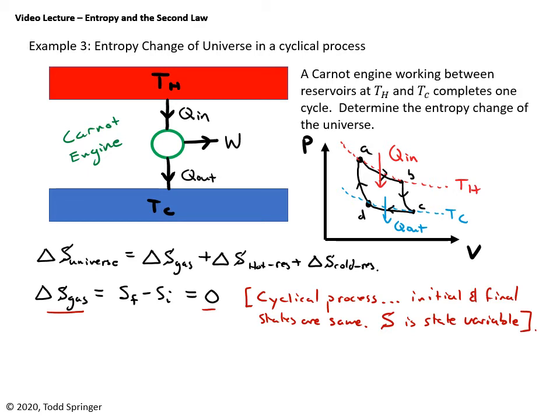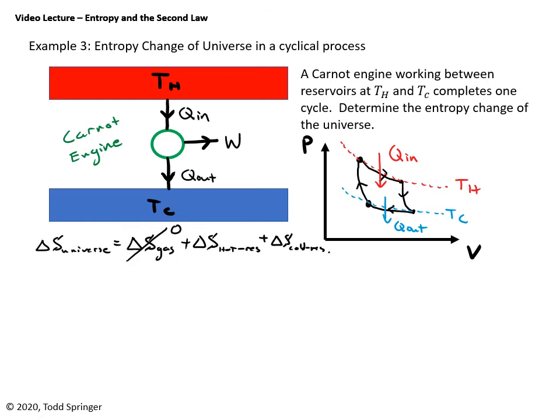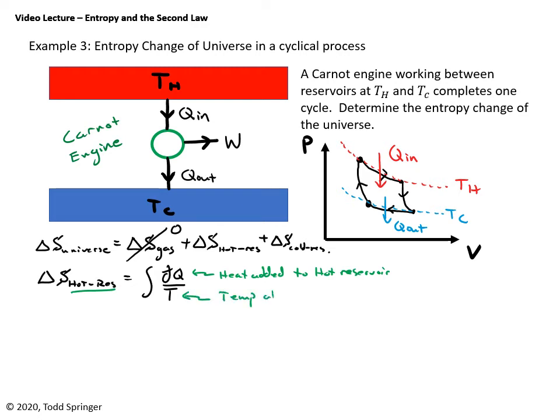Okay, now let's think about the harder concept of what's going on with those reservoirs, TH and TC. Let's think about the entropy change of the hot reservoir, delta S, hot res. We'll start as usual, dq divided by T. And as always, the entropy change of something is the heat added to that thing. So in this case, it's the heat added to the hot reservoir, because I'm looking at the entropy change of the hot reservoir, divided by the temperature at which the heat was added.